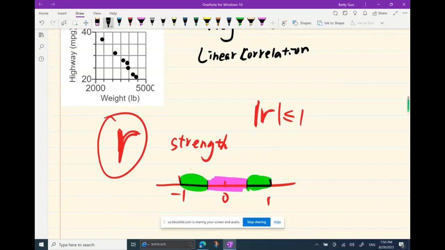And we have a table that can tell you the critical value. They are symmetric. For any given sample size, we can find the critical value. When r falls in the green region, we say the linear correlation is very strong. When r falls in the purple region, we say the linear correlation is very weak or no linear correlation. So it depends on the sample size as well.